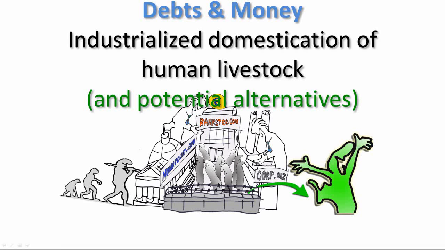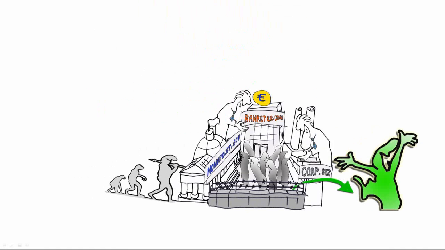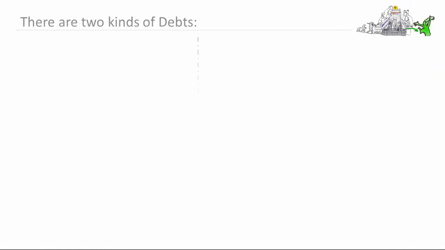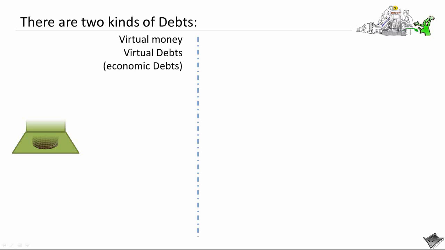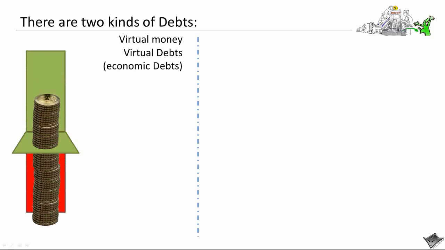Let's talk about debts and money. Today, in our strange little world, we have two kinds of debts. First of all, the virtual debts based on virtual money in our virtual economy. Well, it appears real to us, but really it's virtual. Let's talk about this a little later.